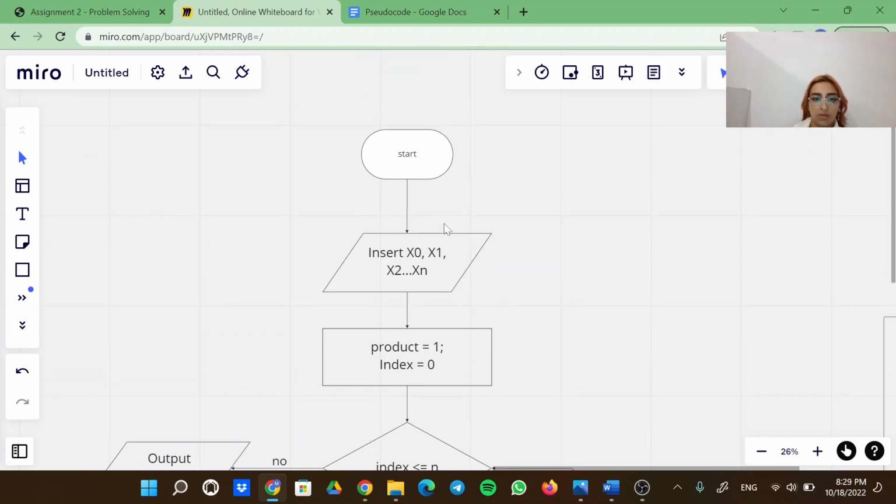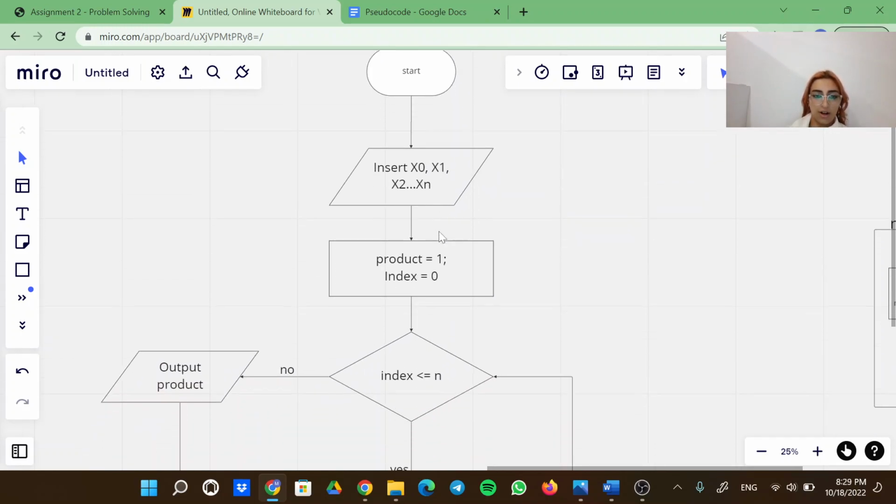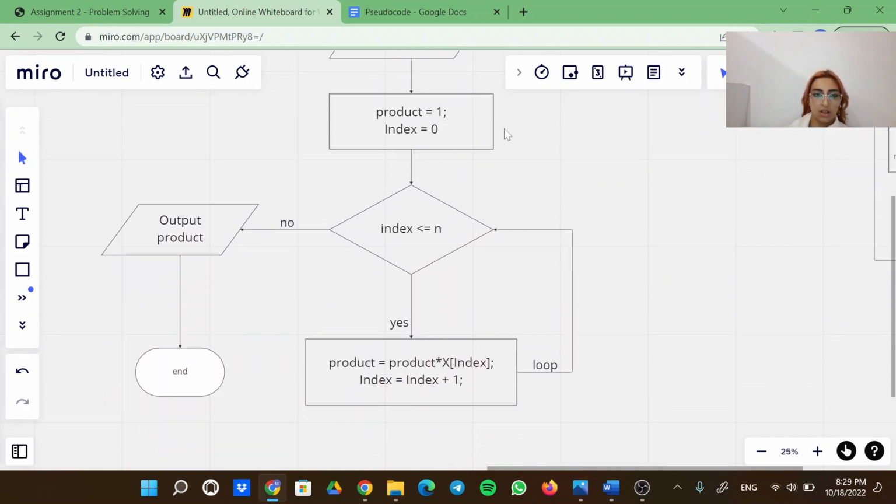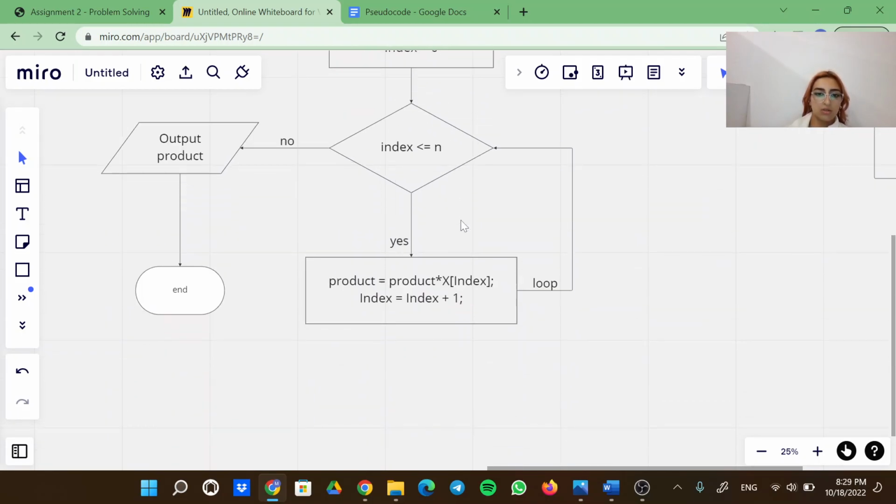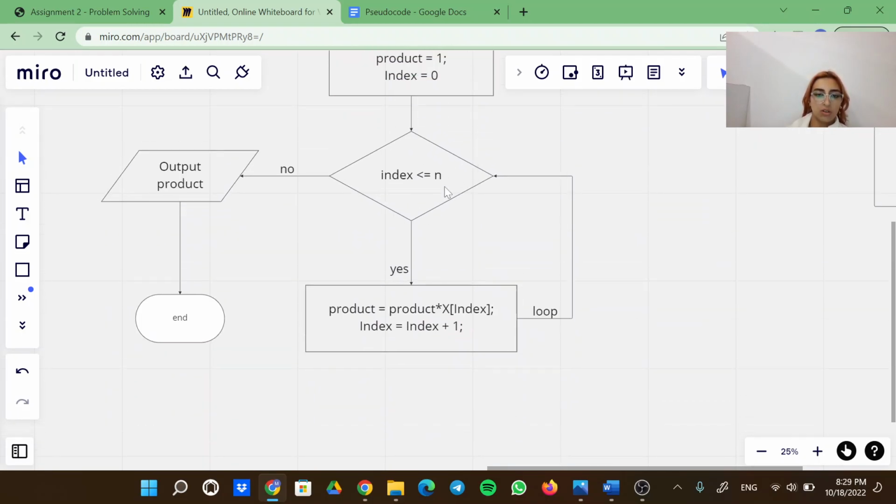The flowchart looks like this. Start, insert the numbers, product 1, index 0, index smaller than or equal to n. If yes, the product is product times x index. Index is index plus 1, comes here. If the index isn't smaller or equal to n, it outputs the product from the start and goes to the end. That's it.